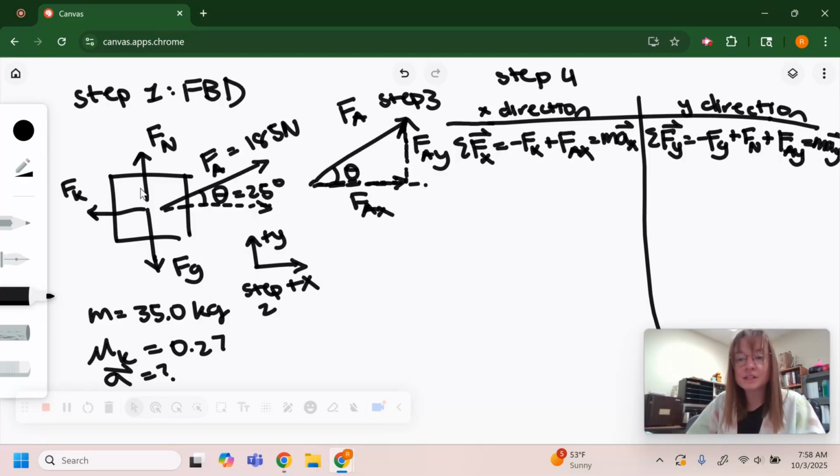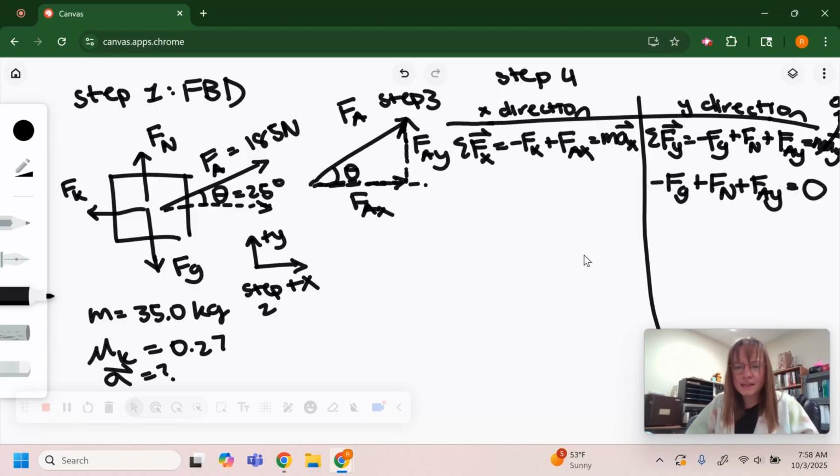So the acceleration is 0, which means I can take this little guy here and go whoop, whoop, whoop, and the acceleration is 0. That means I can rewrite this as negative Fg plus Fn plus Fay equals 0. Let's take a look at my free body diagram then. This means that my up forces have to add to cancel my down forces. Here, my down force is Fg, and my up forces are Fn and Fay.